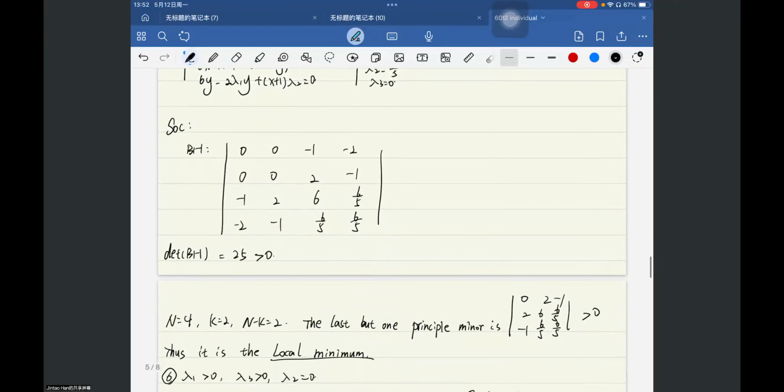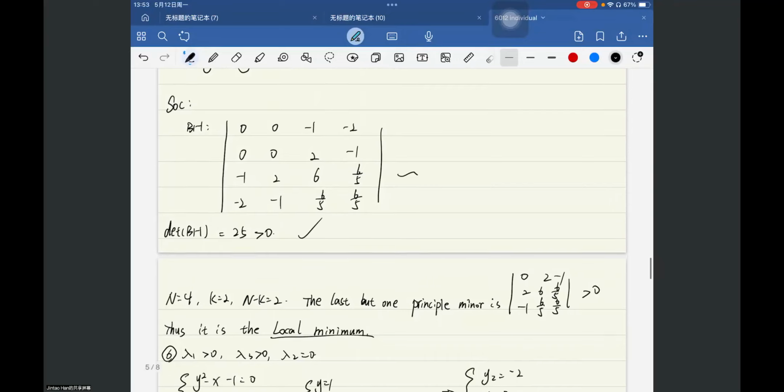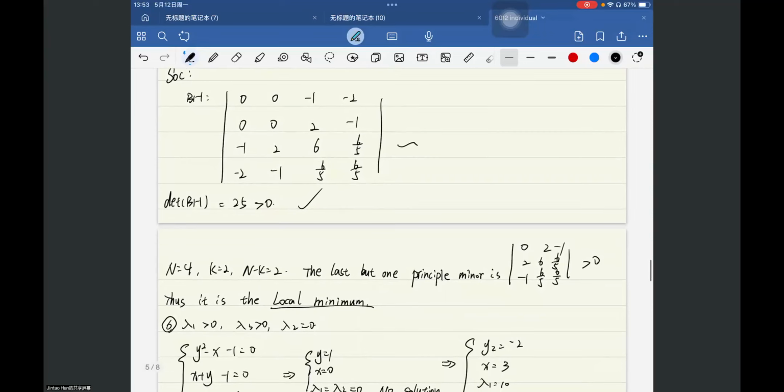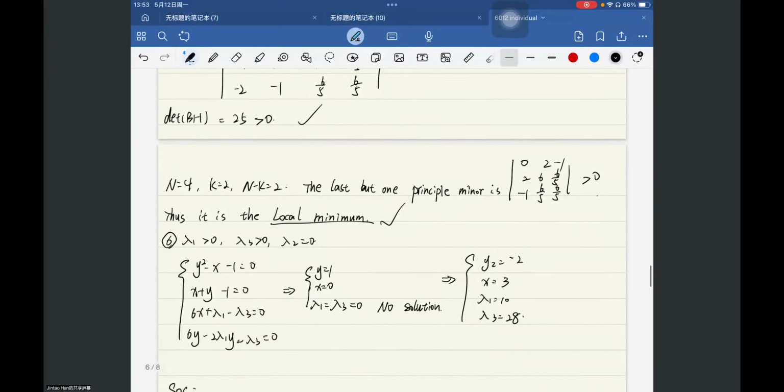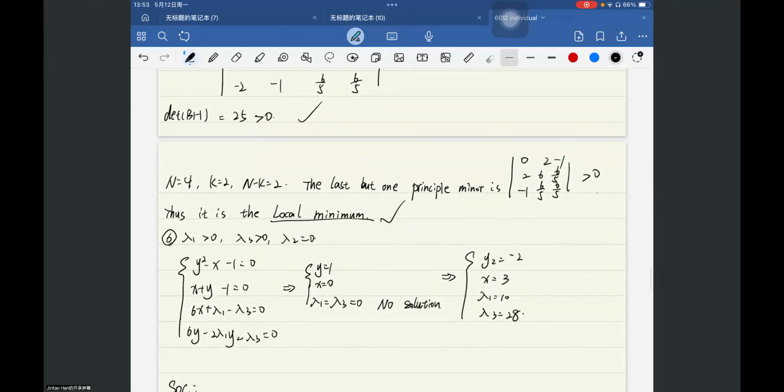The bordered Hessian matrix is this, and we solve the determinant is 25, which is larger than 0. And in this case, we also solve the last but one principal minor is this, and the determinant is also larger than 0. Thus, it is the local minimum. And we move on to the sixth situation.